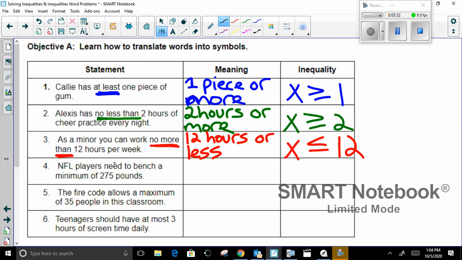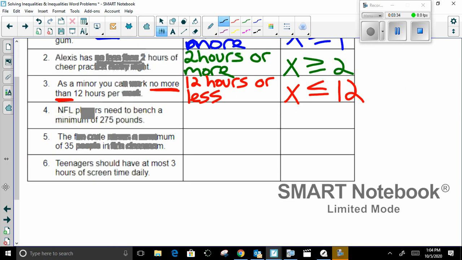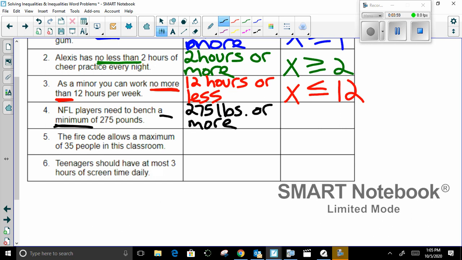All right, what do we got next? NFL players need to bench a minimum of 275 pounds. So what does that mean? Do they have to bench 275 pounds? Yes, they have to be able to bench 275 pounds or more. So that would be x is greater than or equal to 275. So the word a minimum falls under the greater than or equal to.